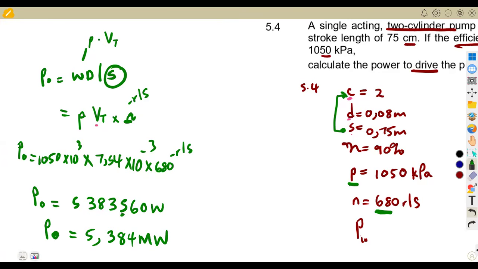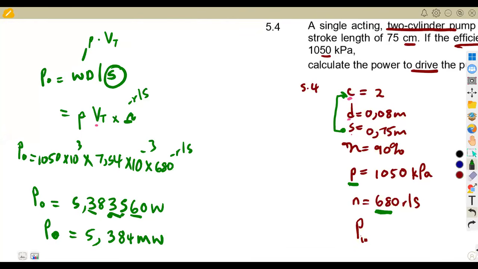Not 834, guys. Where am I taking the 4? This is 836, 5,384. It's actually 5,383,560. There's a value that I missed here. 5,38356. So it's going to be 5 comma like this, 5 comma here, 84 megawatts. So I took this one wrong. It means I took this one wrongly in my preparation.